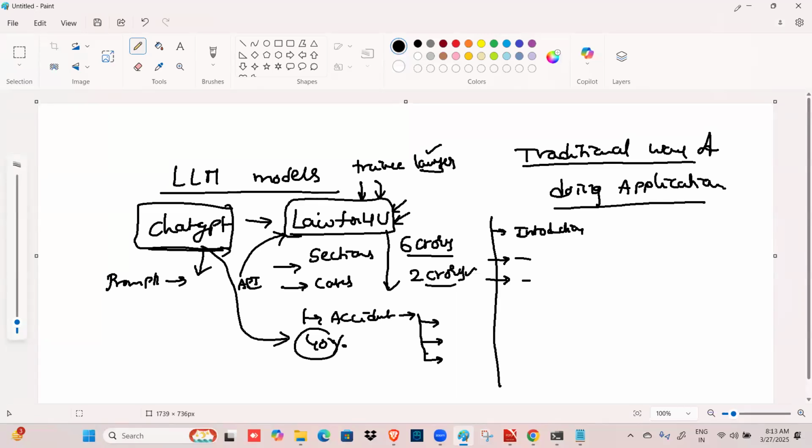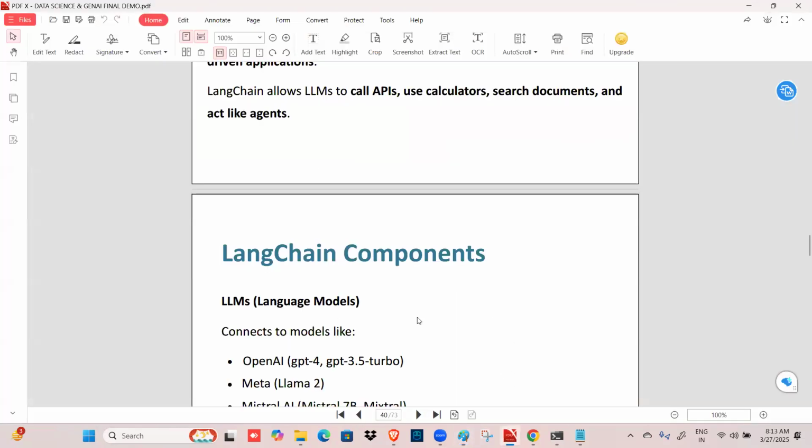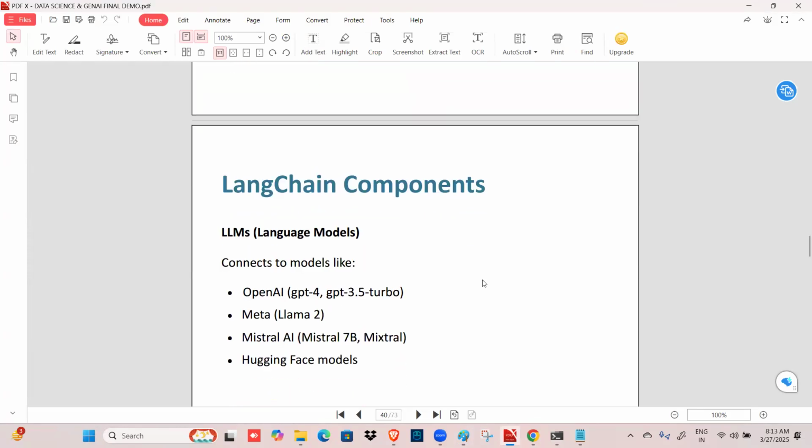Still, no one has that much knowledge on how to use ChatGPT and all. So in future, for every concept, we are going to design a small application, which gives a tremendous amount of knowledge for us. Okay?